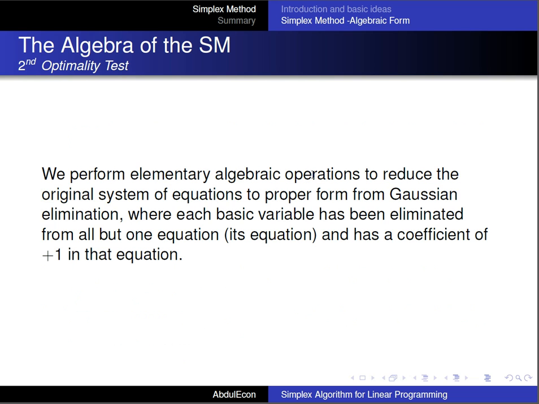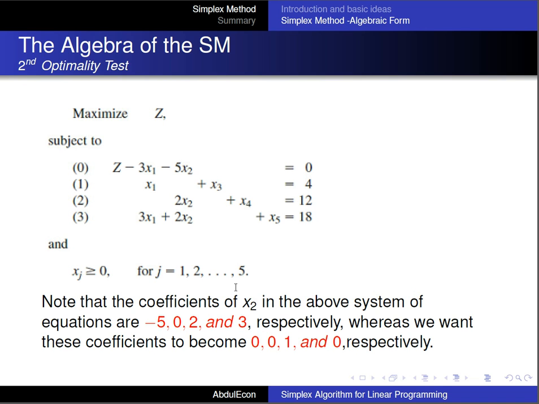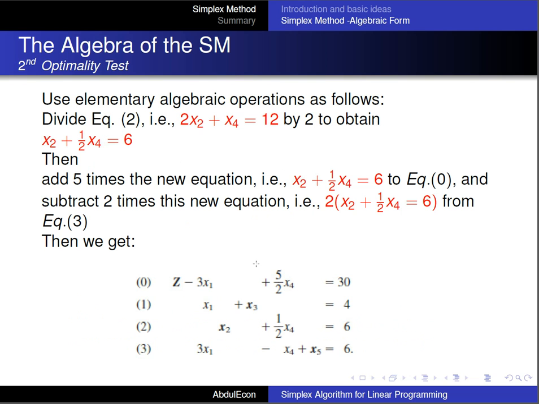We perform elementary algebraic operations to reduce the original system of equations to proper form from Gaussian elimination, where each basic variable has been eliminated from all but one equation, which is its own equation, and has a coefficient of 1 in that equation. So, for example, because x1 is equal to 0, x3 can be directly said to be equal to 4. But we cannot do the same for x2 because x2 is here and here and here. And to have just one equation where x2 is equal to something, we do these algebraic operations.